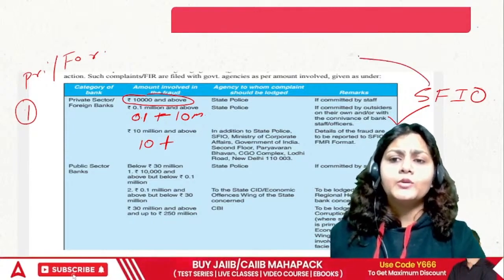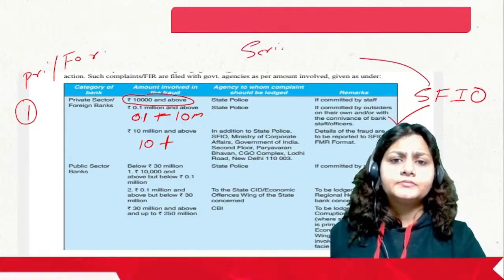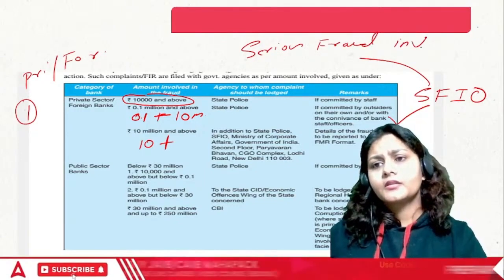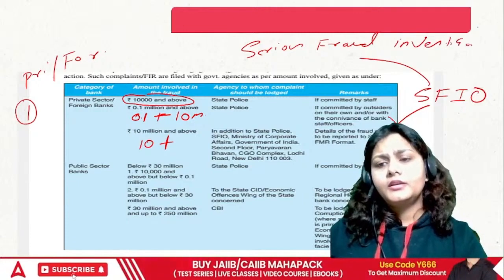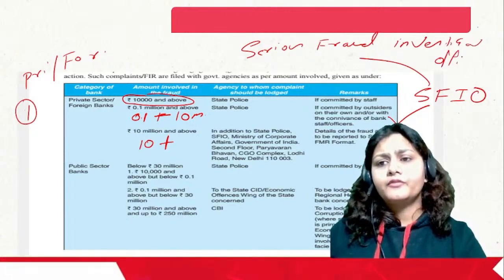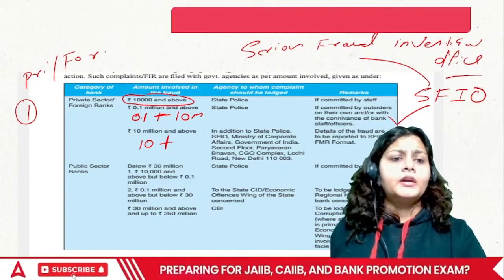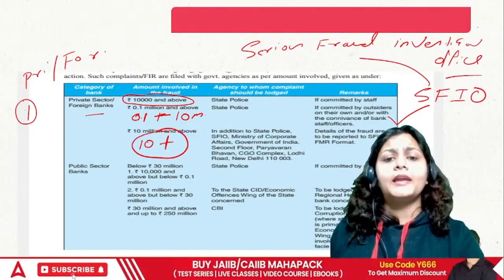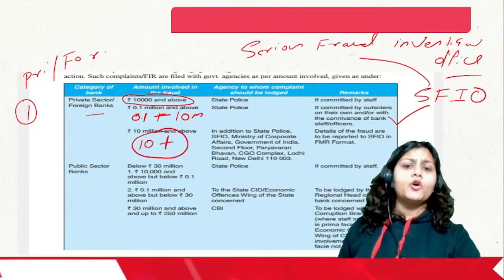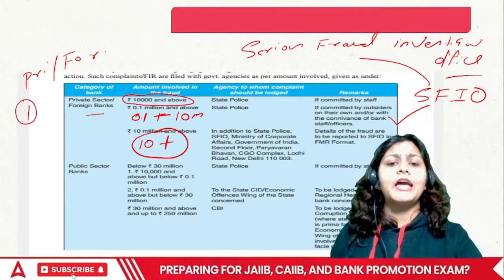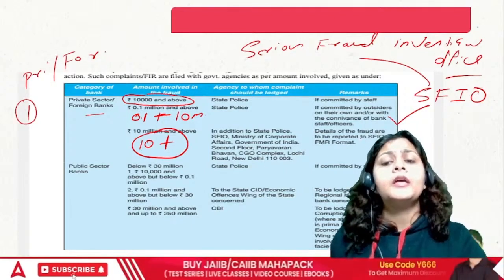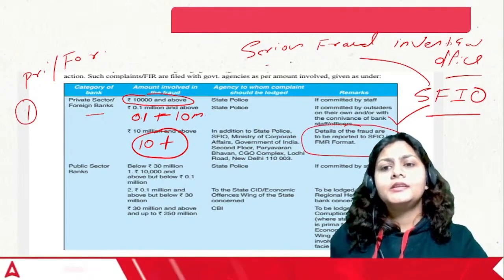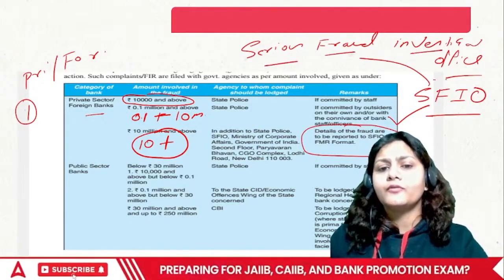The full form of SFIO is Serious Fraud Investigation Office, right? So in case of private bank and foreign bank, if the amount is 10 million and above, if any fraud has occurred, they have to report the fraud to the SFIO, that is the Serious Fraud Investigation Office, right?